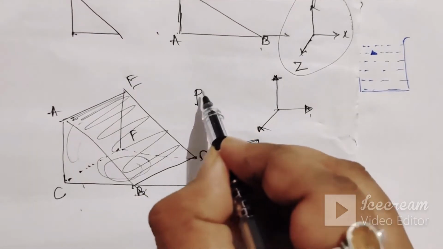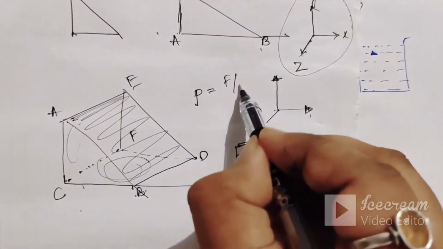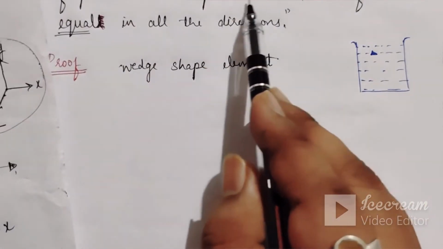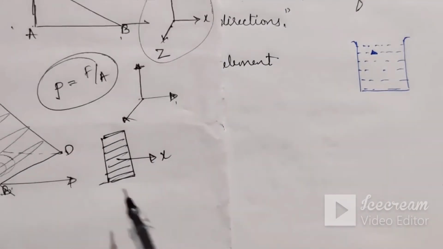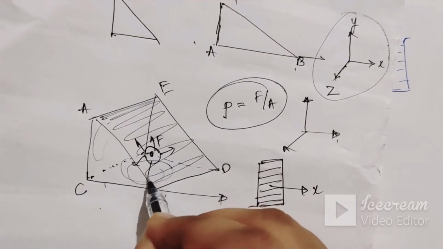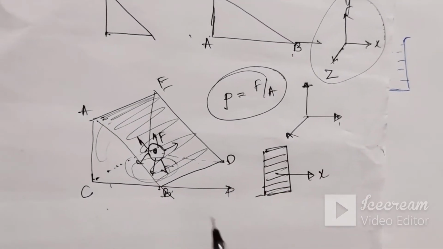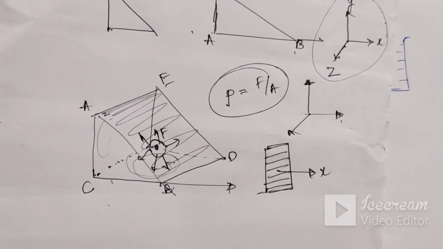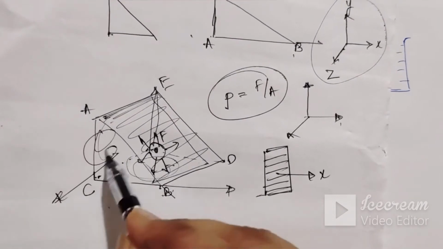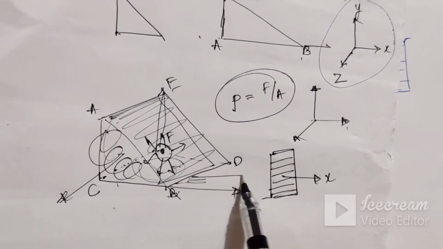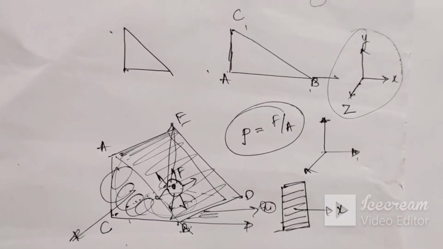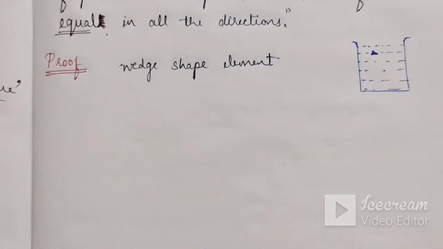In any direction, I get a full area to calculate the properties. What I need to prove is that force by area, the pressure at a point in a static fluid, is equal in all the directions. This is my motto. That's why with a wedge I get all three faces: one face in the Y direction, one in the Z direction, and another directly in the X direction. So I am considering the wedge shape.